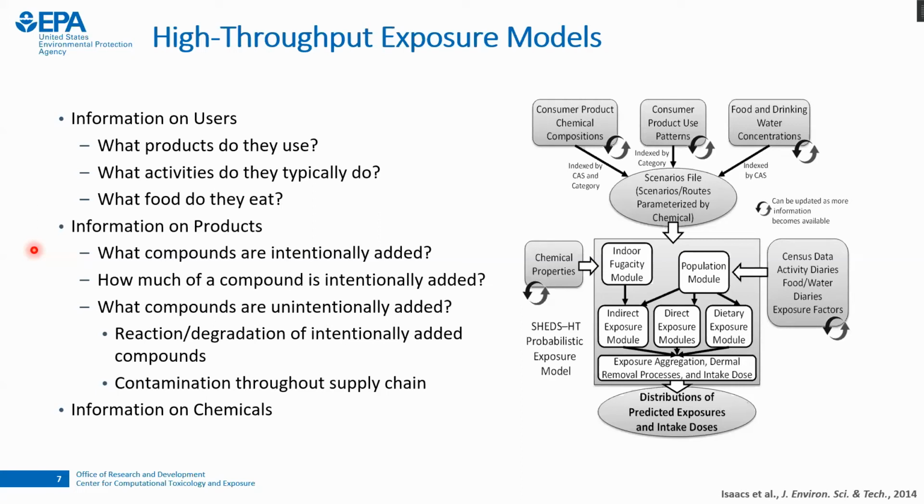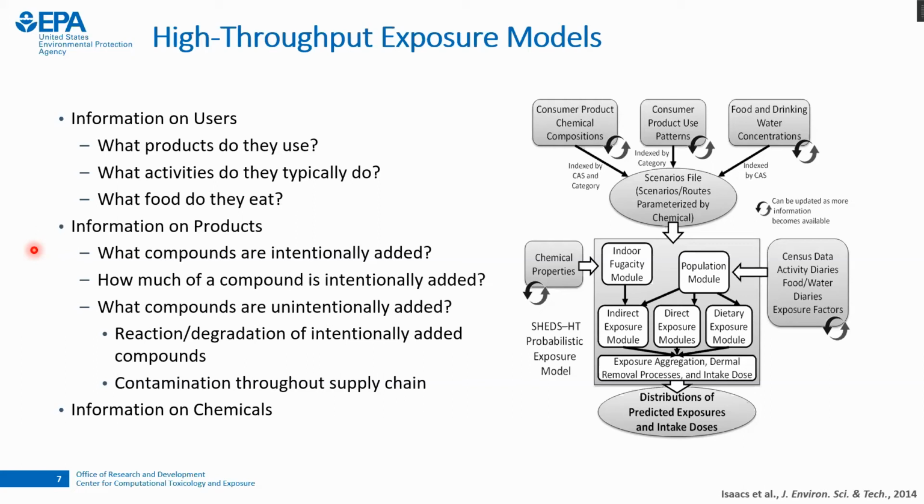And as I alluded to earlier, feeding those high throughput models is not easy. We have what we call habits and practice data, where we need to know information about the users themselves. What products do they use? How much do they use at one given time? How frequently do they use them? What activities do they do that may put them in contact with certain articles in the home, durable or non-durable goods in the home? What kind of food do they eat? That can determine whether or not food contact materials have leaked into the food, and so on and so forth.